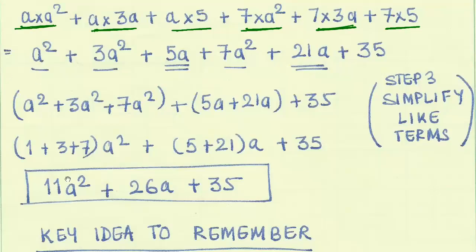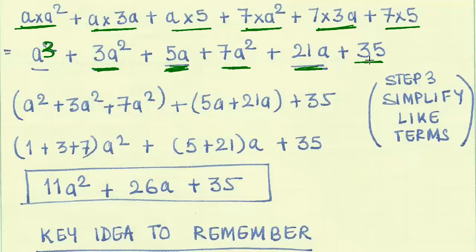Now what we do is we simplify this further. What we get is a into a square, so this becomes a cube. Let me just say a into a square is a cube. A into 3a is 3a square. A into 5 is 5a. 7 into a square is 7a square. 7 into 3a is 21a. Okay, 7 times 3 is 21, and 7 times 5 is 35.